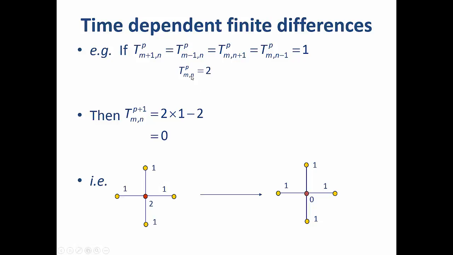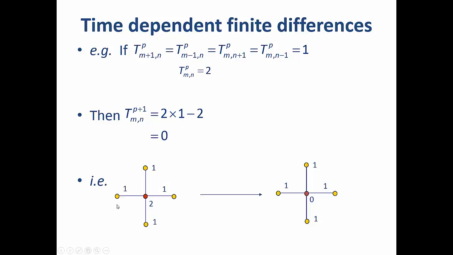The numbers as such are arbitrary, apart from the fact that what I'm saying is the temperature of the node Mn at time p is greater than the temperature of the 4 surrounding nodes at the same time p. For simplicity, I've set the temperature of the 4 surrounding nodes to be 1 and the temperature of the node Mn to be 2. That means the temperature of Mn at time p plus 1, when we substitute it in the equation on the previous slide, equals 2 times 1 minus 2 equals 0.